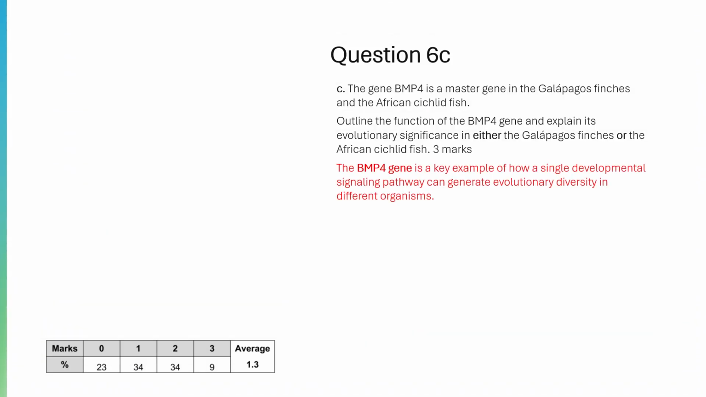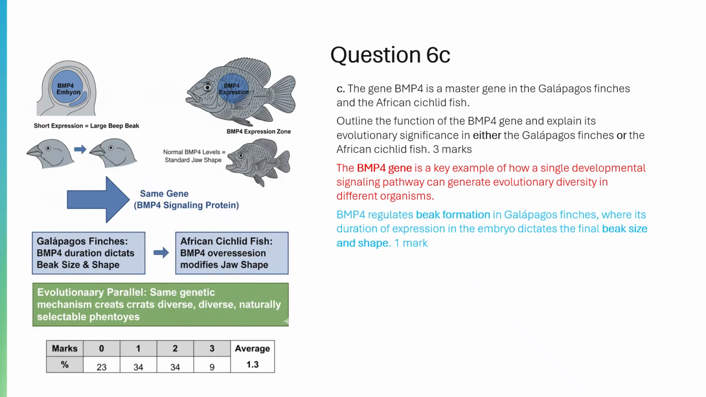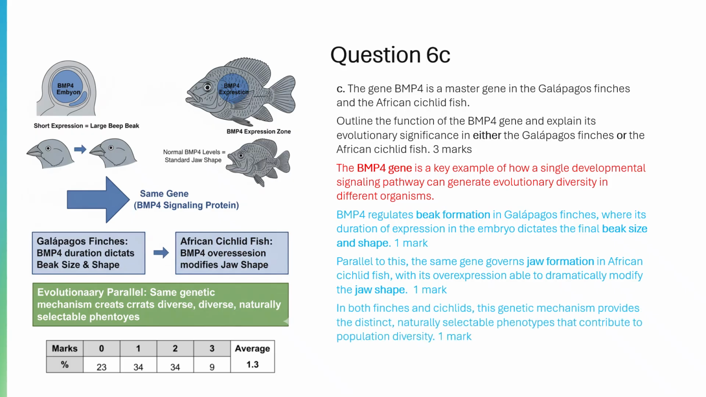The BMP4 gene is a key example of how a single developmental signaling pathway can generate evolutionary diversity in different organisms. BMP4 regulates beak formation in Galapagos finches, where its duration of expression in the embryo dictates the final beak size and shape. Parallel to this, the same gene governs jaw formation in African cichlid fish, with its overexpression able to dramatically modify the jaw shape. In both finches and cichlids, this genetic mechanism provides the distinct, naturally selectable phenotypes that contribute to population diversity.